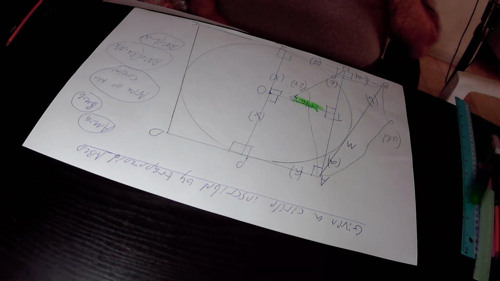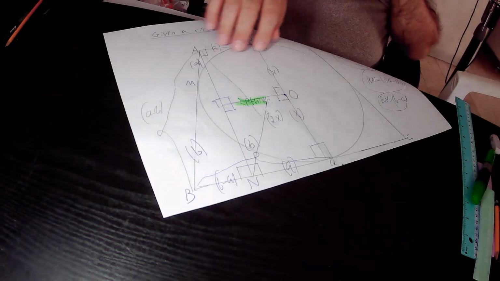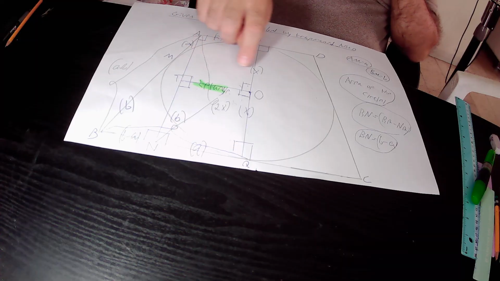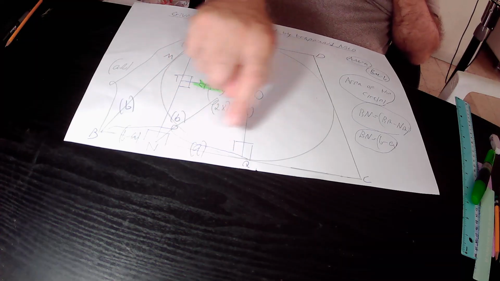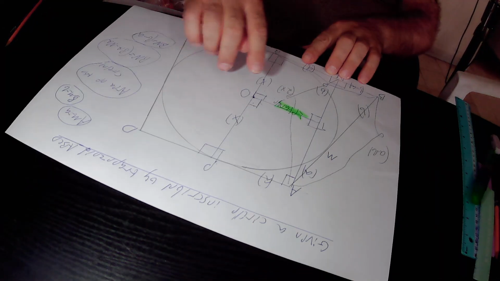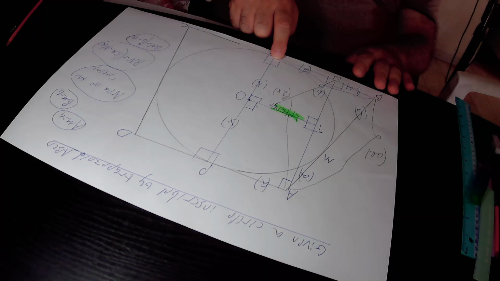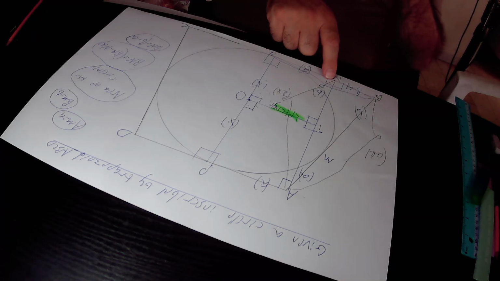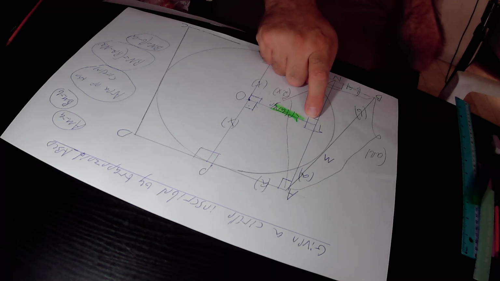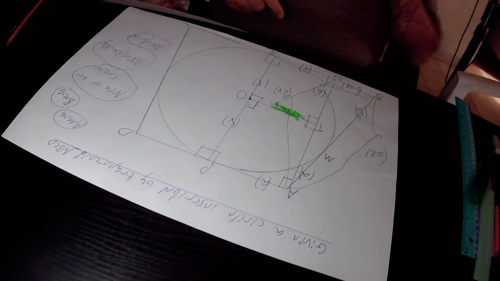Okay, so inside quadrilateral TOQN, inside this quadrilateral, we have 3 right angles. This angle equals 90 degrees according to Rule 1. This angle equals 90 degrees according to our construction. And this angle also equals 90 degrees according to our construction. So in total, inside quadrilateral TOQN, we have 3 right angles.